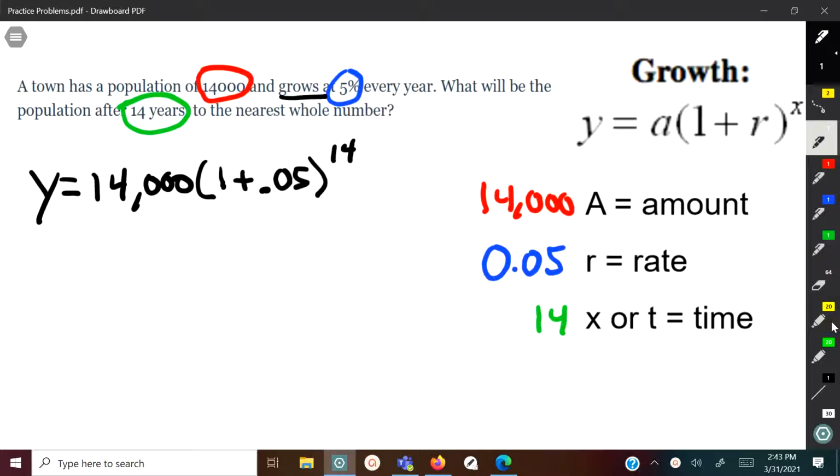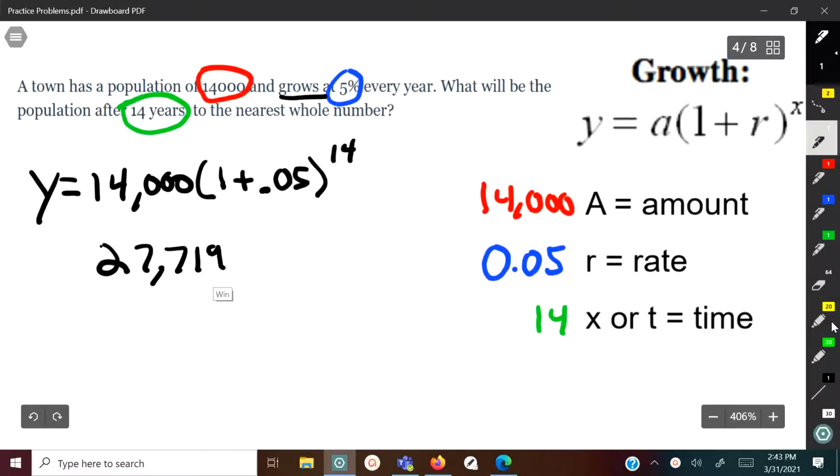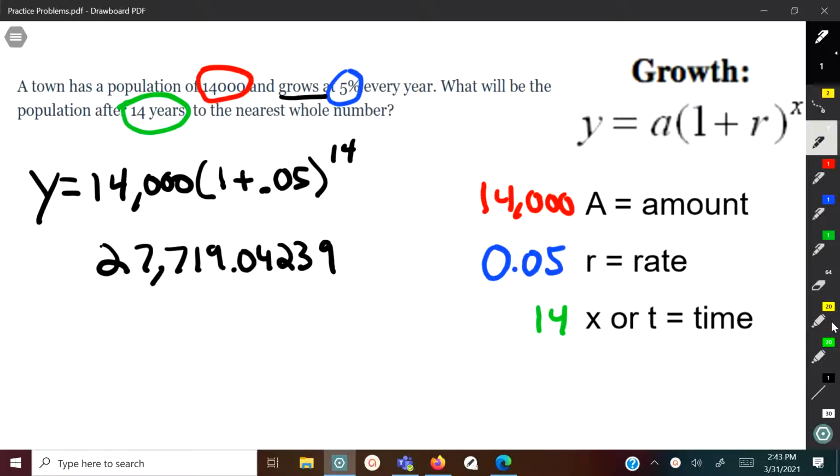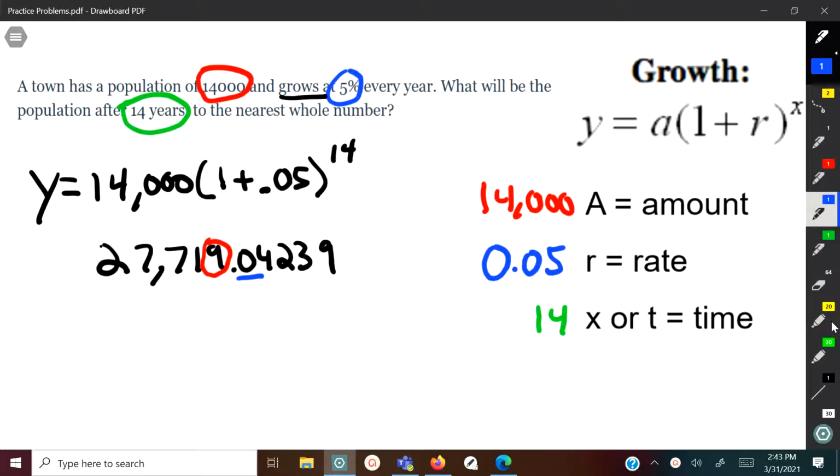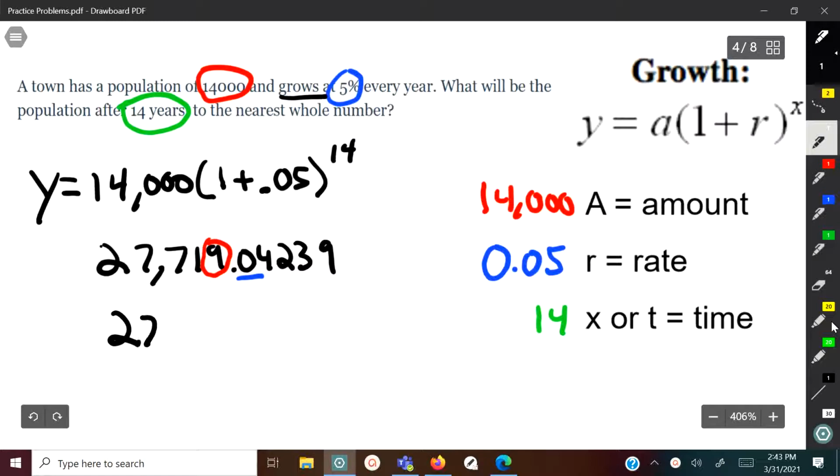So now we have everything in our formula. All we have to do is type this into the calculator just like it is. Just type it straight into the calculator, hit enter, and you get a really big number, 27,719.04239. So that's the number you get. But they want us to round to the nearest whole number. The whole number here ends in 9, and the number we look at is 0. So it's 4 or less, so we let it rest. We keep 27,719 and drop off everything else because it's to the nearest whole number.